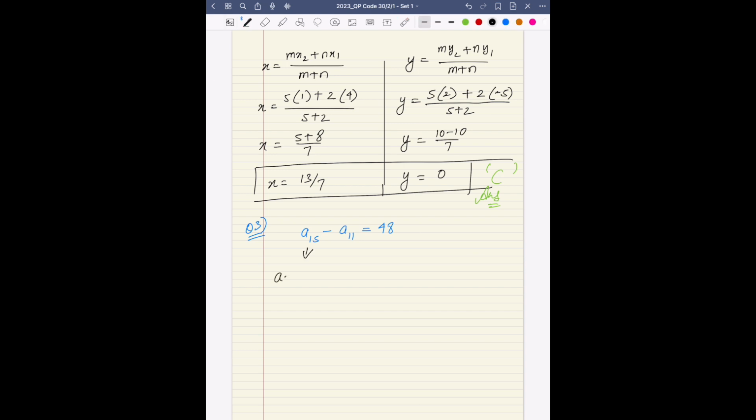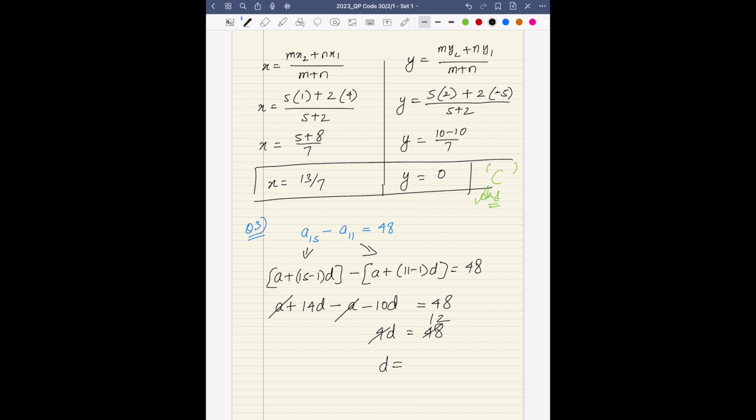A15 will become A plus 15 minus 1 times D. Okay, put it in a bracket. Minus A11 will become A plus 11 minus 1 times D is equal to 48. Okay. Now open the bracket. A plus 14D minus A minus 10D is 48. As you can see, A and A get cancelled. 14D minus 10D becomes 4D is 48. 48 divided by 4 is 12. So what is the common difference? Common difference is 12, which is option number A.